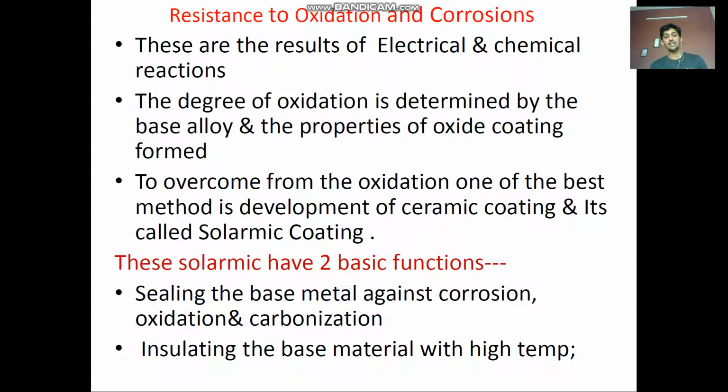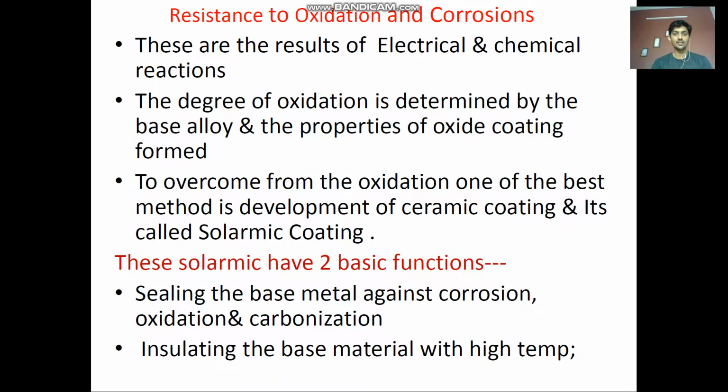One is sealing the base metal against corrosion, oxidation and carbonization, and also insulating the base material from high temperature. So there are two basic functions. One is that the coating will work against corrosion, oxidation and carbonization. That's the first thing. The second thing is that the base metal will be insulated from high temperature. So those are the two major functions of ceramic coating. So this is about resistance to oxidation and corrosion.